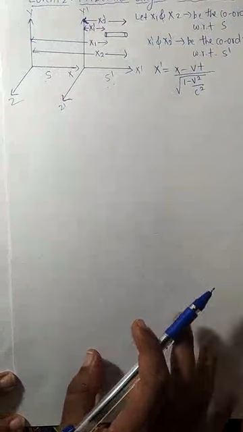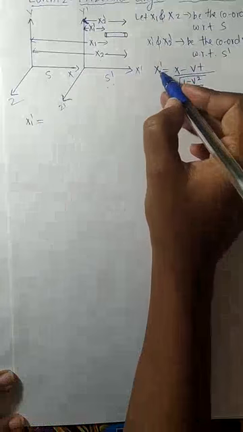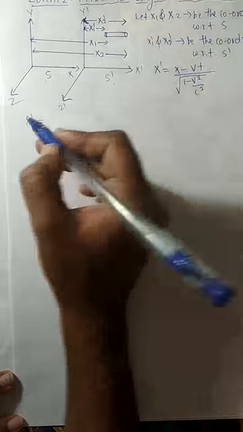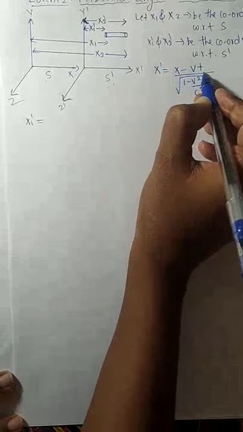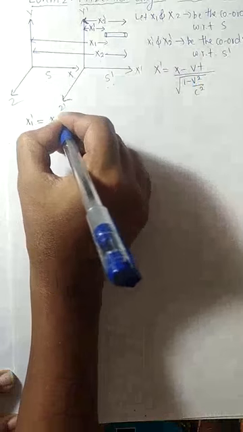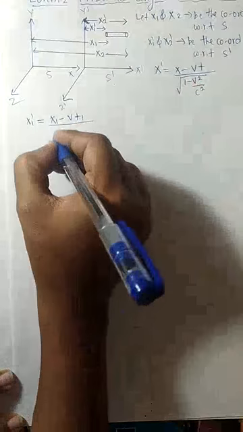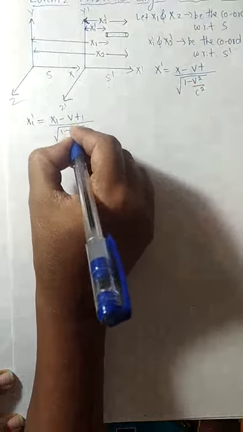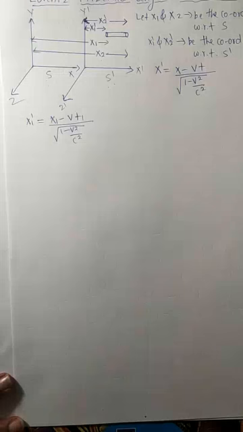So I am writing those 2 equations. First I will write the x1 dash equation. So x dash is equal to x minus vt. So x1 dash is equal to what? x1 minus v into t1, isn't it? Divided by, this will be same because it is moving with the v velocity only, that is the square root of 1 minus v square by c square.